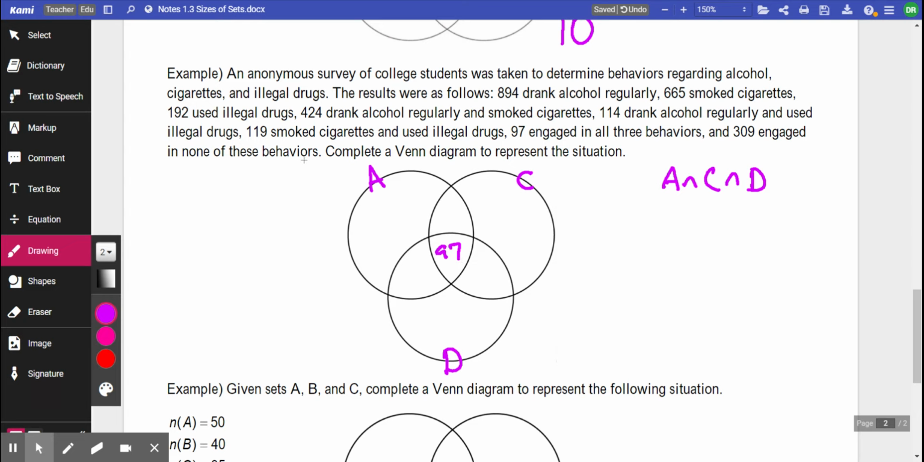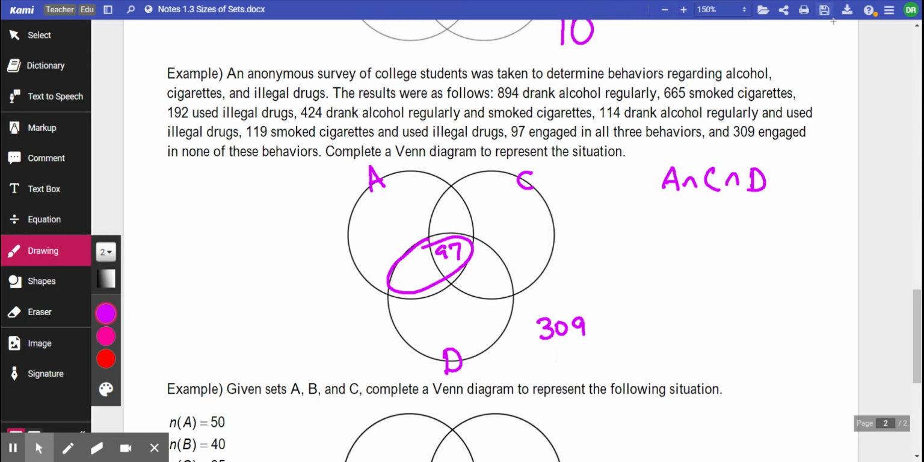309 engaged in none of these behaviors. So that means outside in just the universal set, but not in any of the subsets, there are going to be 309. All right, then once you did the innermost, now you're working your way until you're to the out. All right, so we're still going to work on the inner part, but this is now going to represent right here.